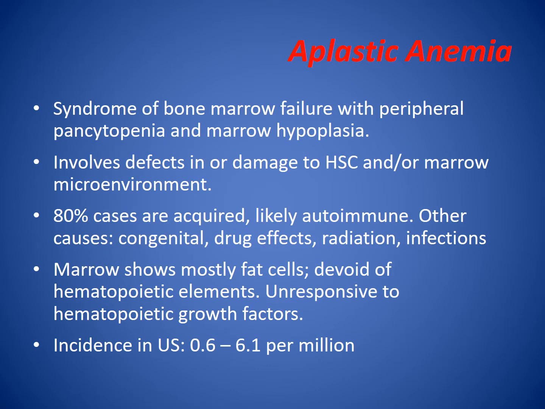Aplastic anemia is actually a fairly rare anemia to have. It's actually a failure of the bone marrow. And with this, you can get a peripheral pancytopenia, which we're going to talk about in just a little bit. What happens is that with aplastic anemia, the bone marrow begins to cease production of both RBCs and WBCs. A lot of times, this is actually caused by an autoimmune problem. Drugs can cause it, radiation, and different types of infections can also cause it.